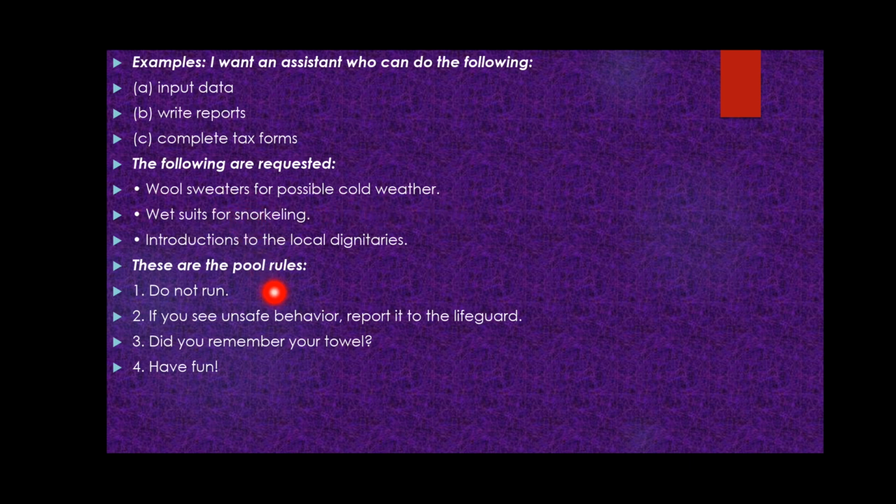But if you are putting the items in full sentences, then you should capitalize the first letter and end with a period. For example, these are the pool rules. First, "Do not run" is a complete sentence, imperative. "If you see unsafe behavior, report it to the lifeguard" is a complete sentence. "Did you remember your towel?" is a complete sentence. And "Have fun" is a complete sentence. So you can see that if you are putting items in complete sentences, the first letter must be capitalized, and there should be an appropriate ending to that item also.